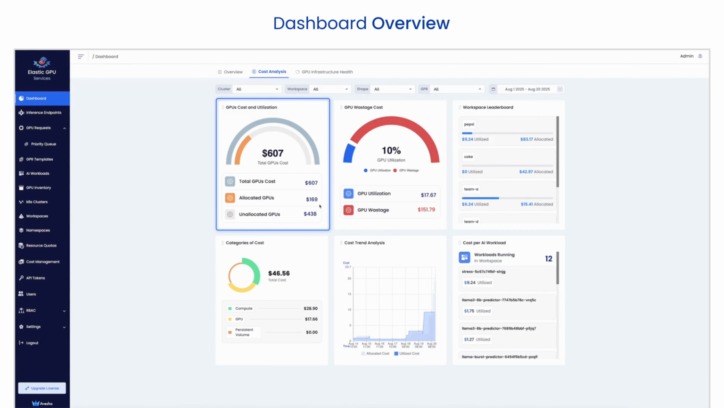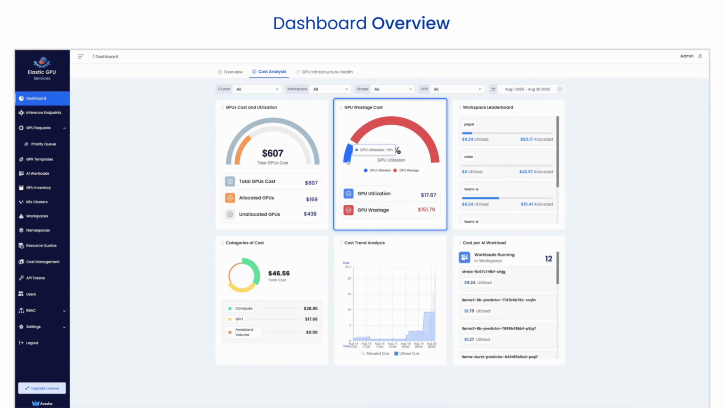Now, even within that $169, if I further break it down and look at the wastage of what part of that $169 did I actually use versus not, well, it turns out this setup only used about $17 worth of that entire $607 allocation. That represents a large wastage and definitely room for improvement.